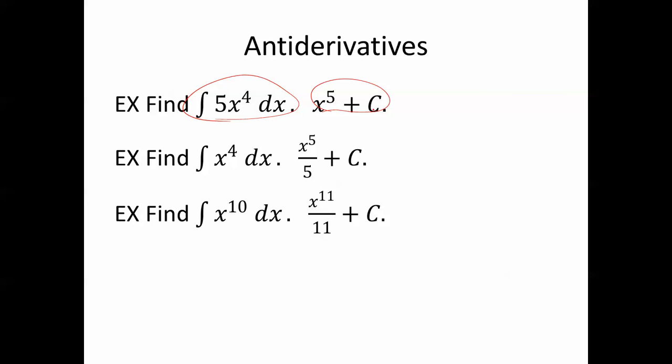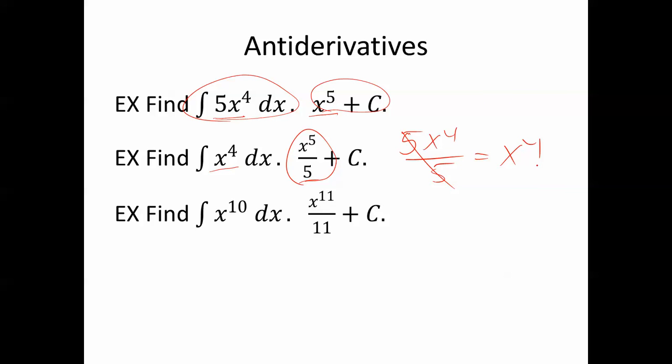Okay, so notice, if the antiderivative of 5x to the fourth is x to the fifth, then the antiderivative of x to the fourth, just plain x to the fourth, that's going to be x to the fifth over 5. Because when you take the derivative of x to the fifth over 5, the 5 comes out front, so you get 5x to the fourth over 5, the 5's cancel, and you're just left with x to the fourth.